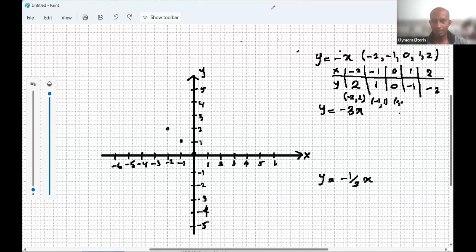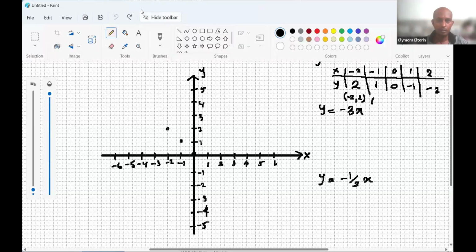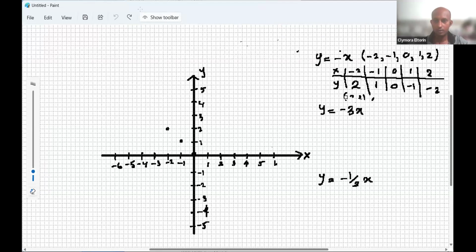Hari, I'm going to use this part. Hari. Let's plot that graph.